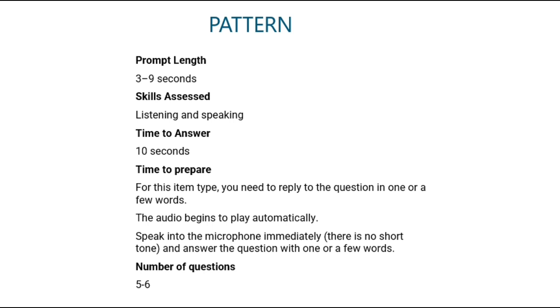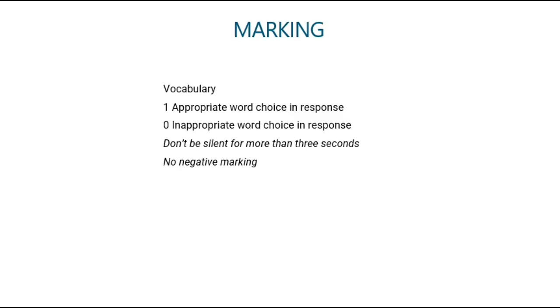And if you reply to the question in one or few words, the number of questions are 5 to 6 questions. Then you have the marking criteria. They are given marks for vocabulary. Appropriate word choice 1 point, inappropriate word choice 0 point. And don't be silent for more than 3 seconds because the microphone will be automatically off and you will not be able to answer that question. Here there is no negative marking.